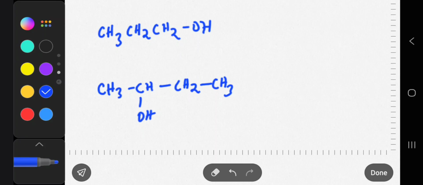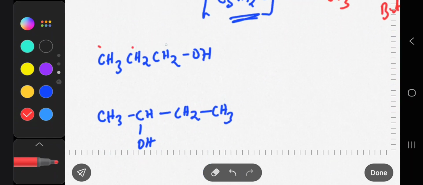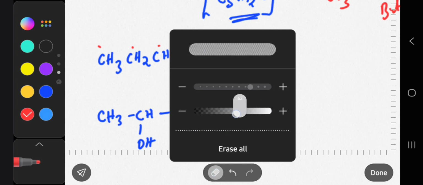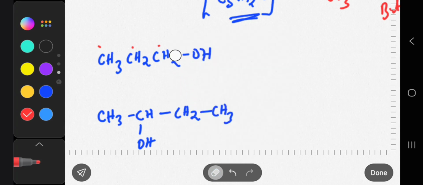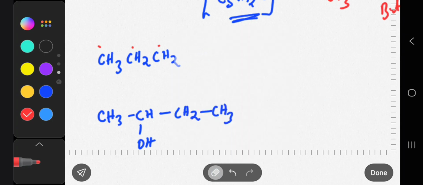Now look closely. Are they isomers in the first place? Do they have the same molecular formula? Let's see. This is 1 carbon, 2, 3. Okay, I think I missed one. Okay, let me correct this. Just a minute. So, need to correct this. So this is going to be CH2 because I'm working with butanol.